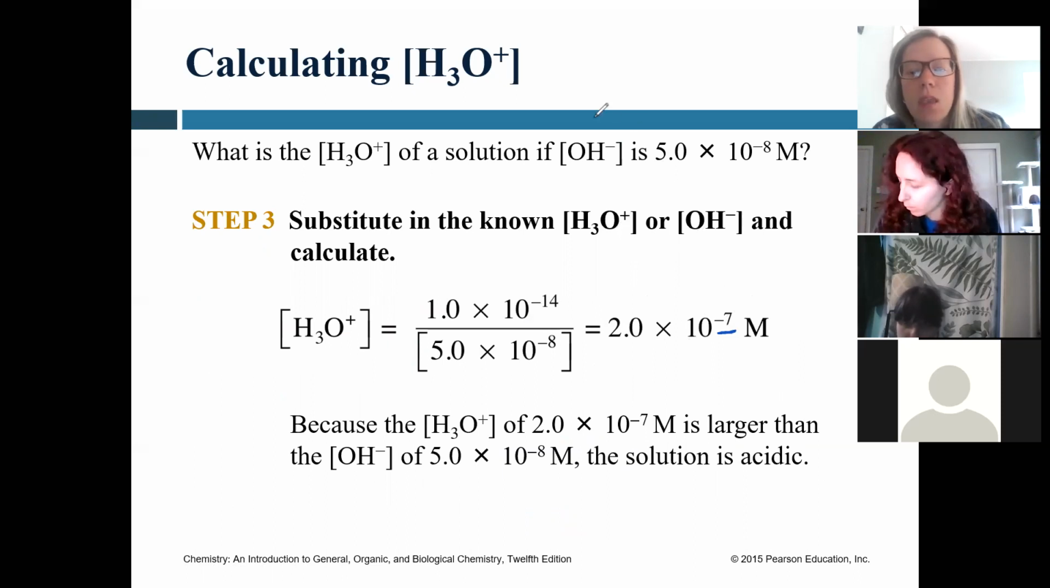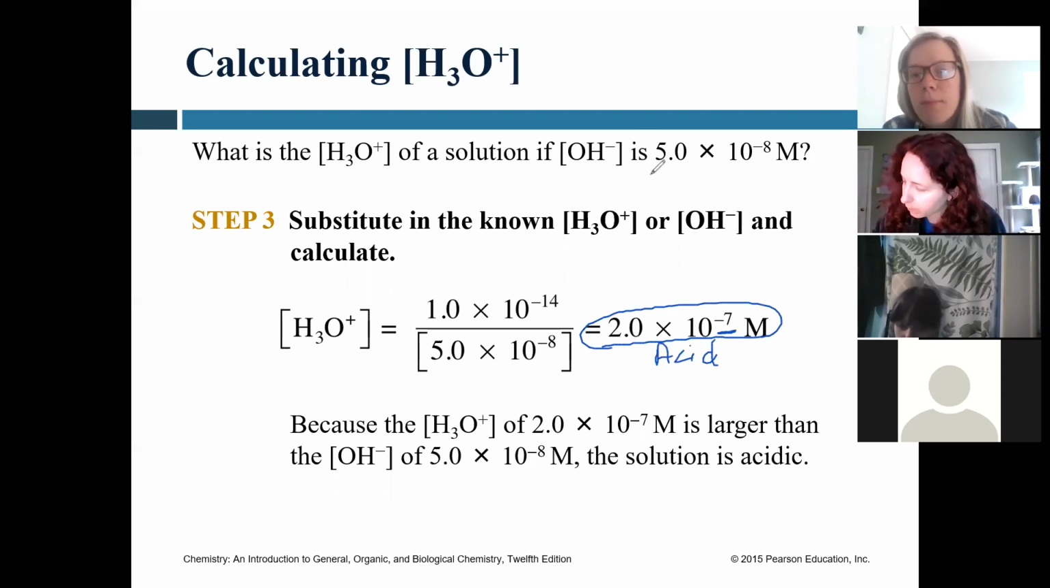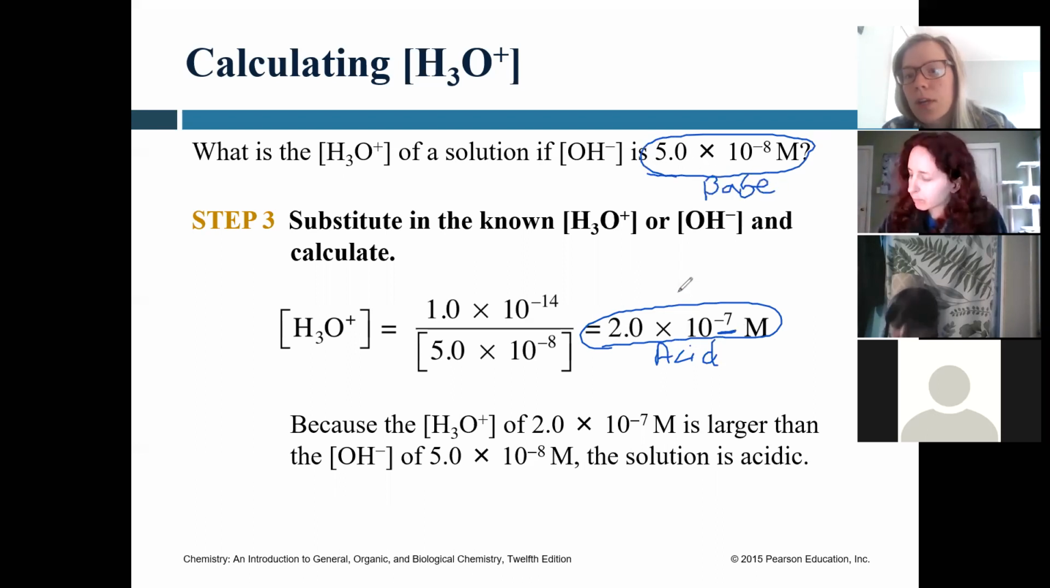Now, if we know the H3O plus concentration and we know the OH minus concentration, and I just want to know, is this solution acidic or basic? Well, let's look at the concentration of each. Here's my acid thing. I'll even write the word acid next to it. Here's my base thing. Right, these are both floating around in solution. Which one is winning? Which one is a higher concentration? The acid is a higher concentration.